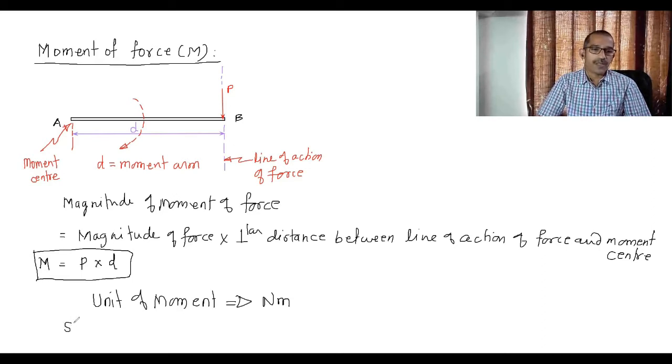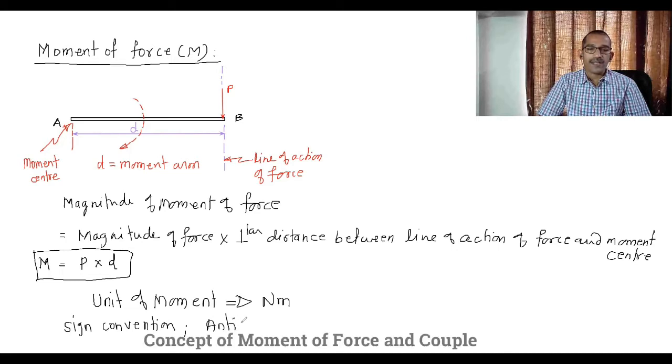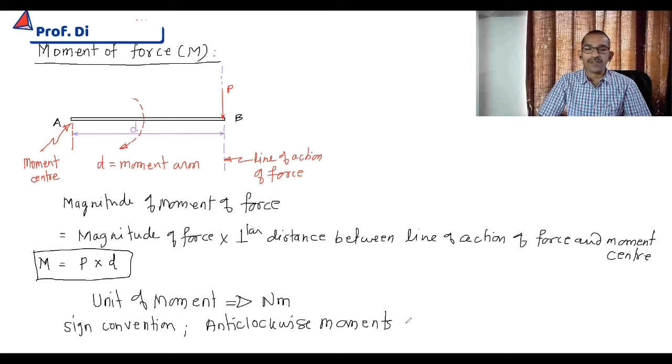Therefore, next is the sign convention. For forces we assume rightward force is positive and upward force is positive. Similarly, for moments, we take anti-clockwise moments as positive. Anti-clockwise moments are considered positive. That means whenever we find the moment of force, if it is anti-clockwise, it is positive, and if it is clockwise, then we substitute it as negative.